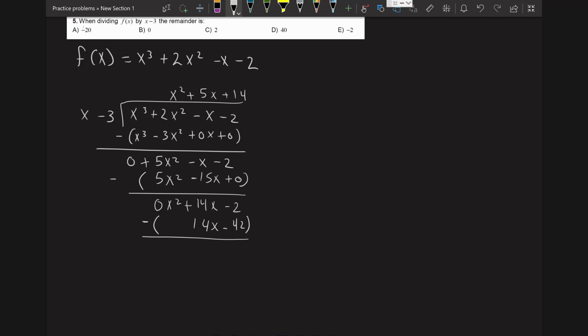Negative 2 minus negative 42 is negative 2 plus 42, which is 40. So as you see here, we did get a quadratic at the top, which we expect, but the remainder is not 0 because x minus 3 is not a factor, and the remainder is 40, so the answer is D.